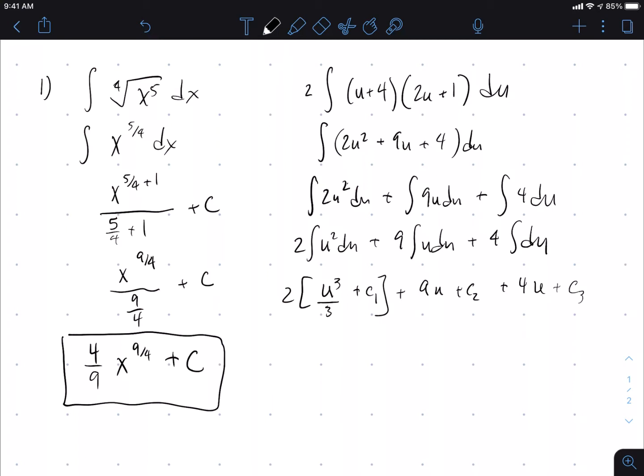Do you all agree with that? And in fact, this one should have been like this too. Agreed? So I'm going to get 2u cubed over 3 plus 9u. This should be squared over 2. I didn't do the integral to it. And then plus 4u. But what are 3 constants added? Just like another constant. It's just another constant.